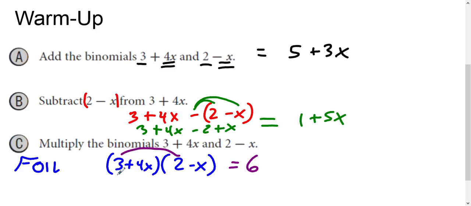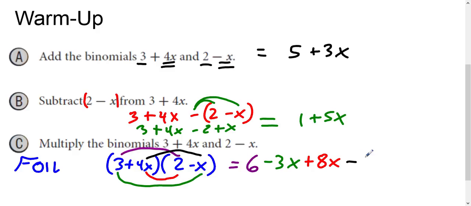O stands for outside. You multiply the outside terms together. 3 times negative x. I stands for inside. 4x times 2, that's 8x. And then L stands for last. 4x times negative x. Positive times negative is negative. 4x times x is 4x squared.